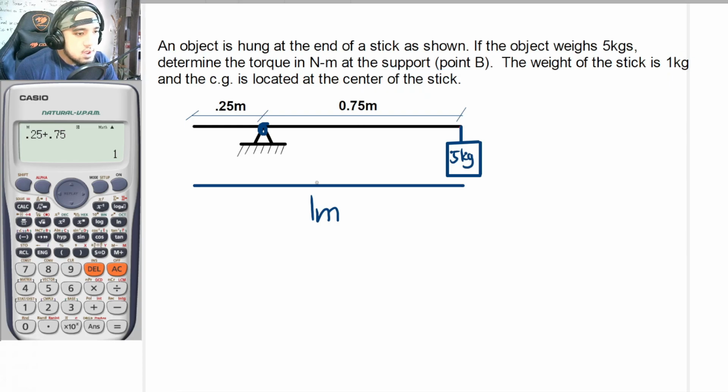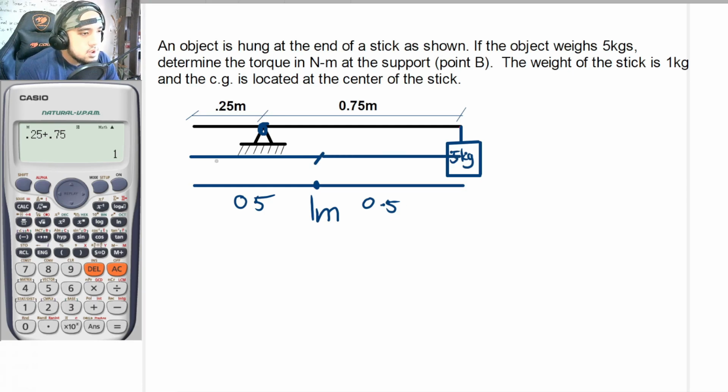So if the center of the stick is here, this is 0.5 and this is also 0.5. Thus, if we measure 0.5 from this point up until this point, this is now the centroid as well as for this part. So this is 0.25 meters, this also 0.25, and this is 0.5 meters. Okay, if its center of gravity is located at this part, it means that the entirety of the weight is concentrated here. So this is 1 kilogram.